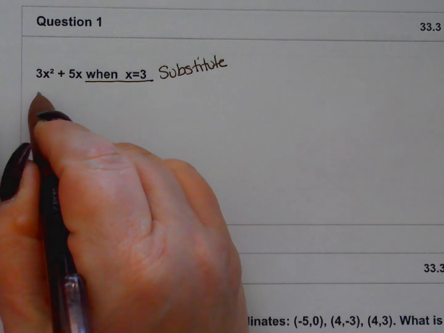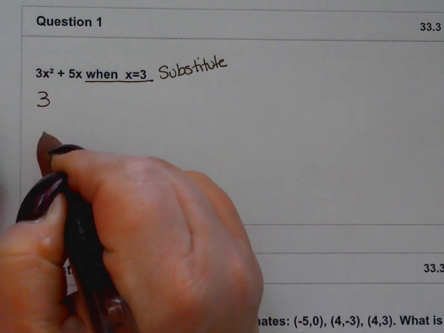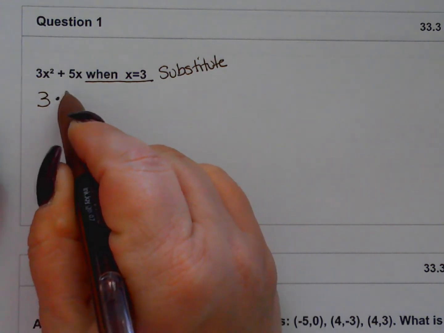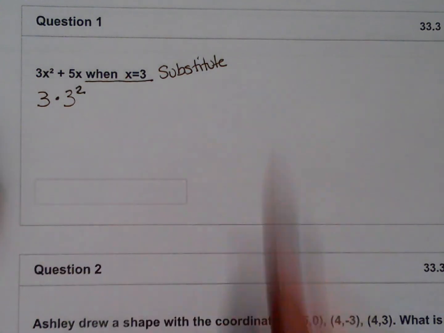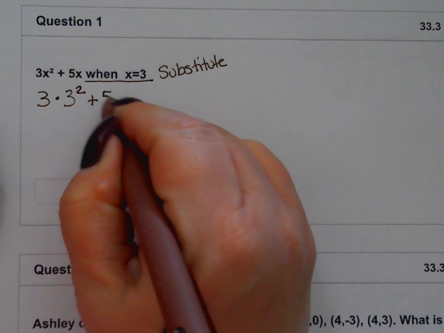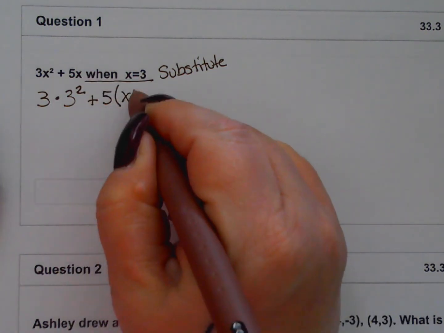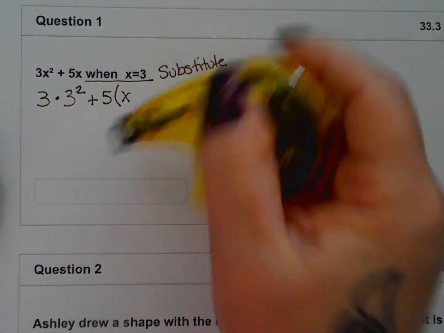So I've got 3. Remember when it says 3x, it's really 3 times x. So I'm going to put 3. And the x would have been squared, so the 3 is squared. Plus 5. And again, I have that x, so I'll put this one in parentheses. And I'm sorry, it's not an x anymore, it's a 3. See how I almost messed up?